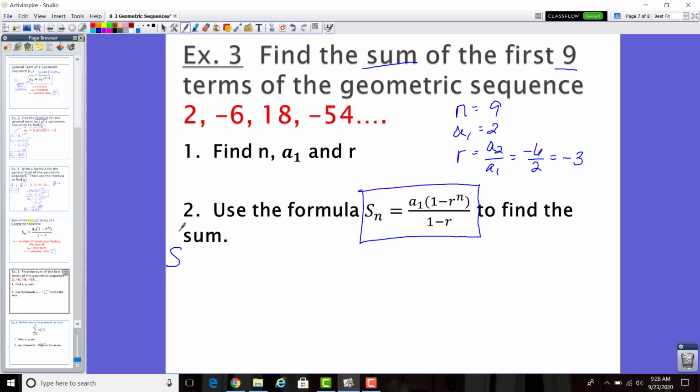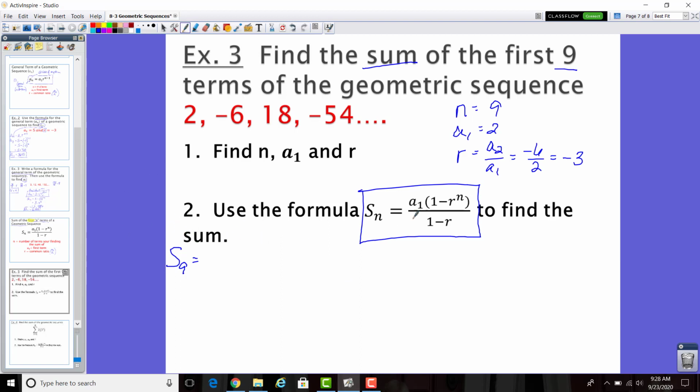If you try to plug it into your calculator all at one time, I can almost guarantee you without proper parentheses, it's not going to give you the right answer. So do your work step by step. Show your work step by step so that if you make a mistake, I can find it.